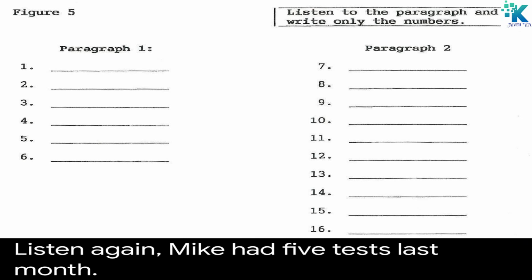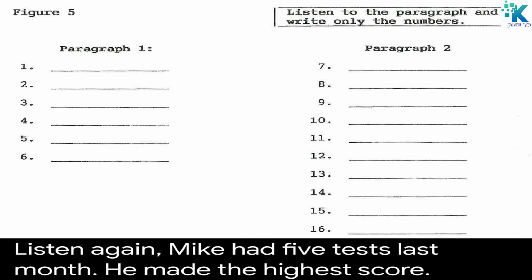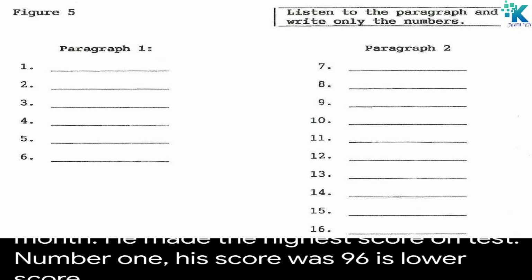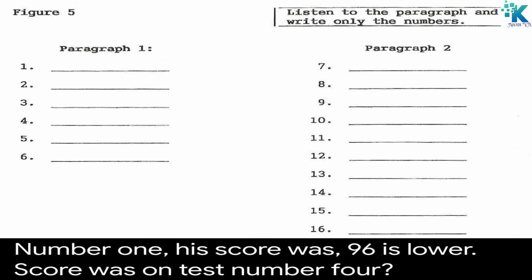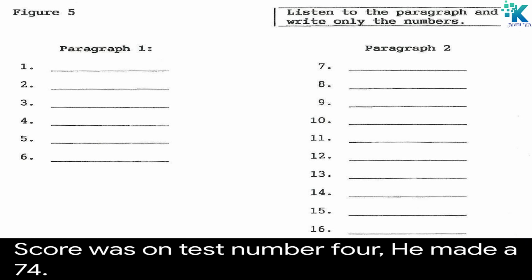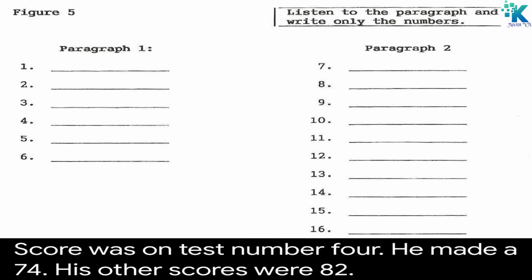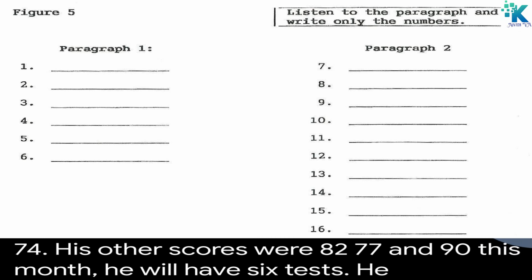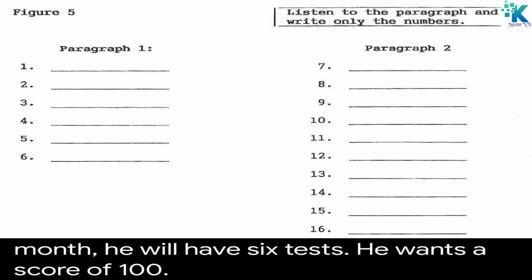Listen again. Mike had 5 tests last month. He made the highest score on test number 1. His score was 96. His lowest score was on test number 4. He made a 74. His other scores were 82, 77, and 90. This month, he will have 6 tests. He wants a score of 100 this month.